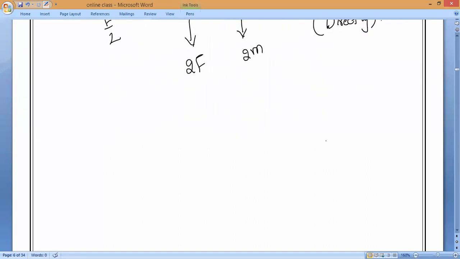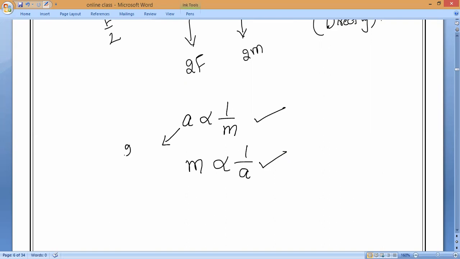Now, the last relation, the one inverse relation we have: acceleration is inversely proportional to mass, or mass is inversely proportional to acceleration. Both are the same, yes or no, guys? When one increases, the other decreases. Now, my question is, let me take acceleration becoming 2A. A becomes 2A. What about the mass? Then mass will become what? Yes, sir, 1 by 2M. Very good. 1 by 2M. How to prove it?